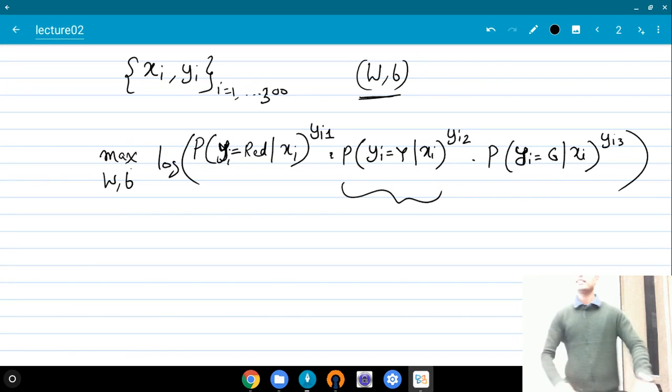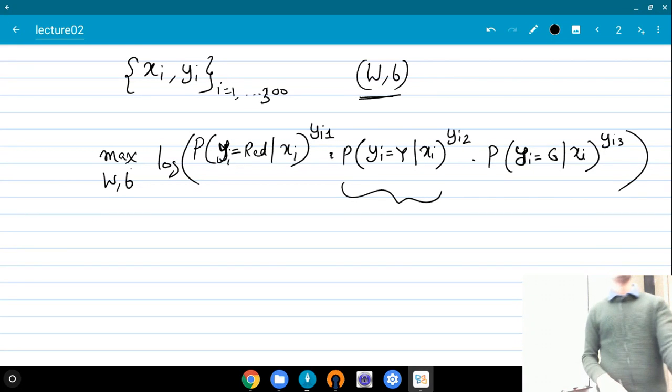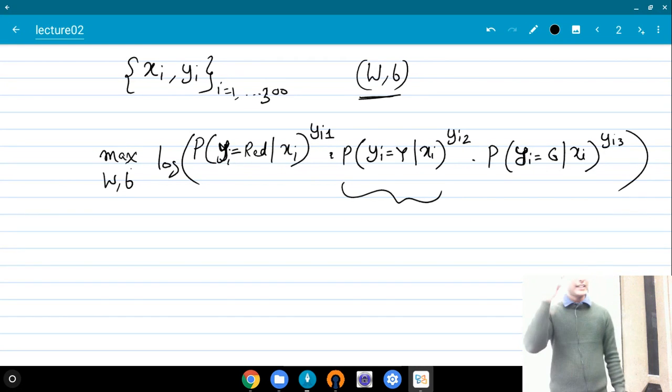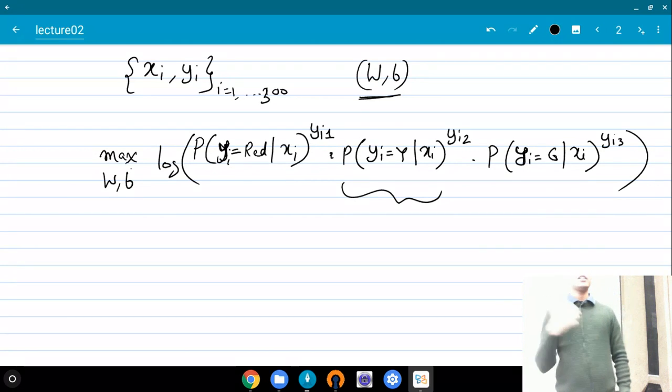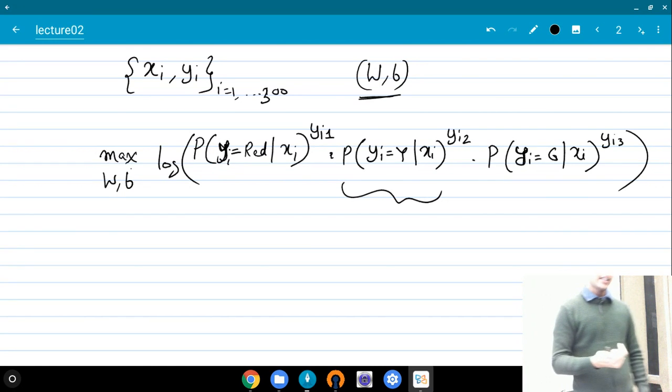This is a very weird way of defining the objective function, but this essentially is the logistic loss. This is essentially the cross entropy loss function. It's called the cross entropy loss function or the multiclass logistic loss function. It's the same name.